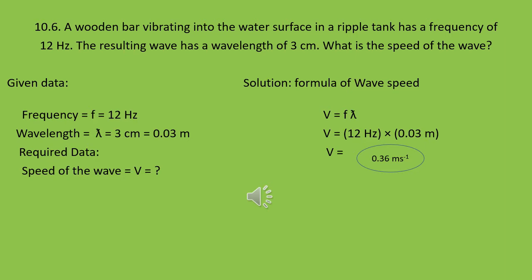Solution: formula for the speed of the wave is v = fλ. By putting the values in the above formula, we get v = 12 Hz into 0.03 meter, or v = 0.36 meter per second.